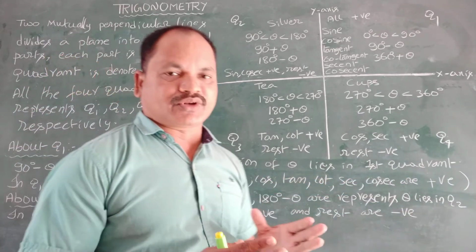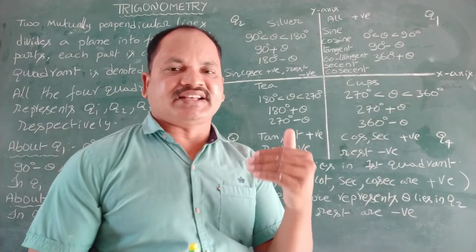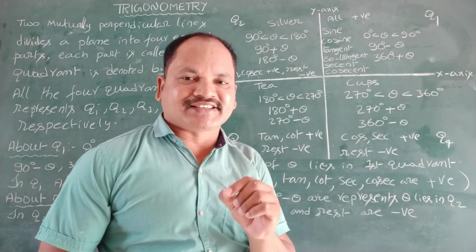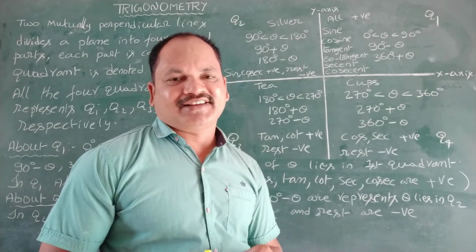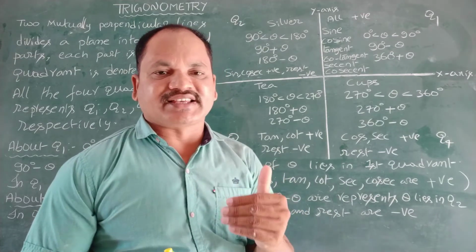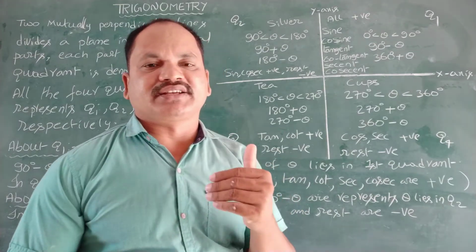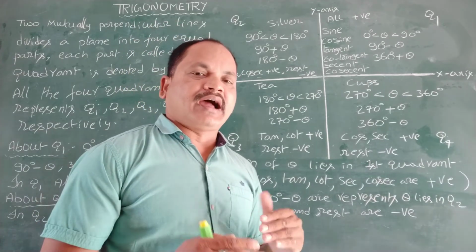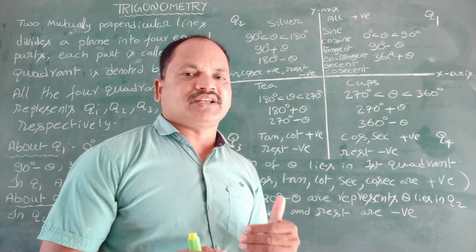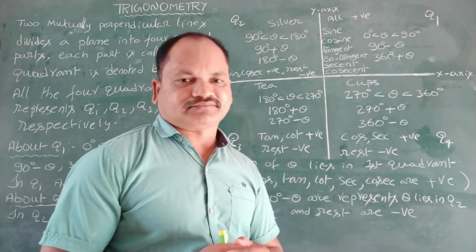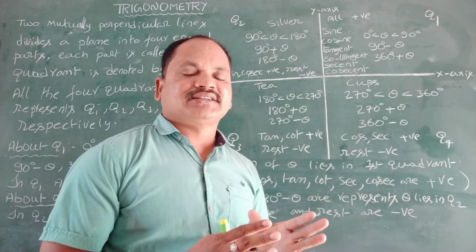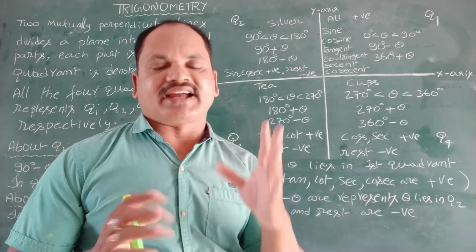Simply we have to read sine, S-I-N-E, as SIN, not sin. Just SIN is sine. Just simply we have to write SIN. And cosine, C-O-S-I-N-E, is simply read as COS, cos. Next, tangent. Tangent is simply read as TAN, tan.